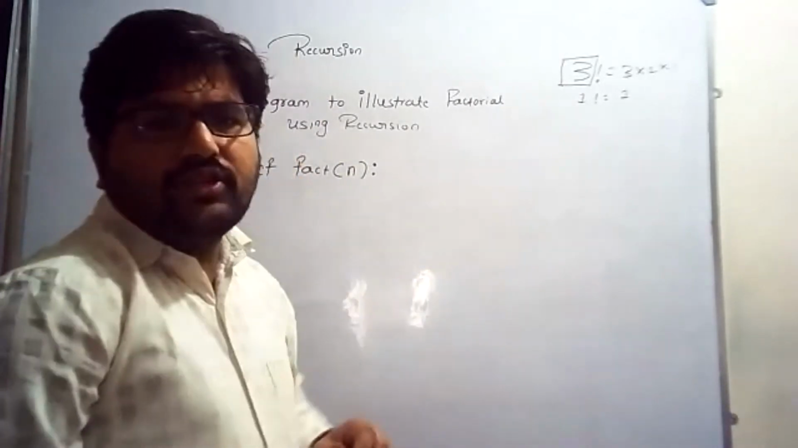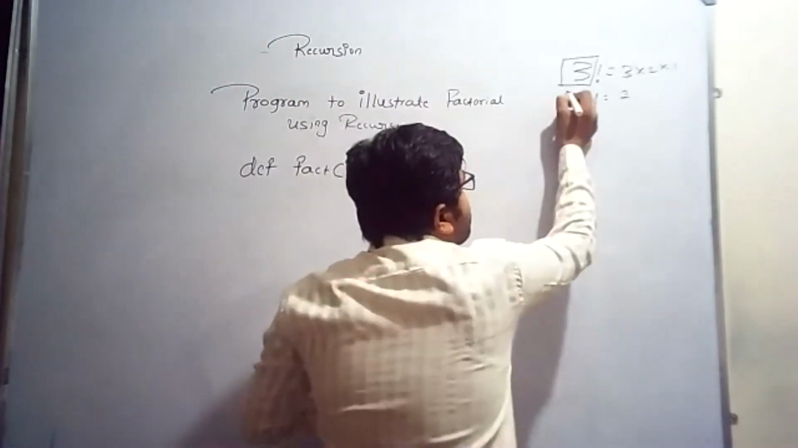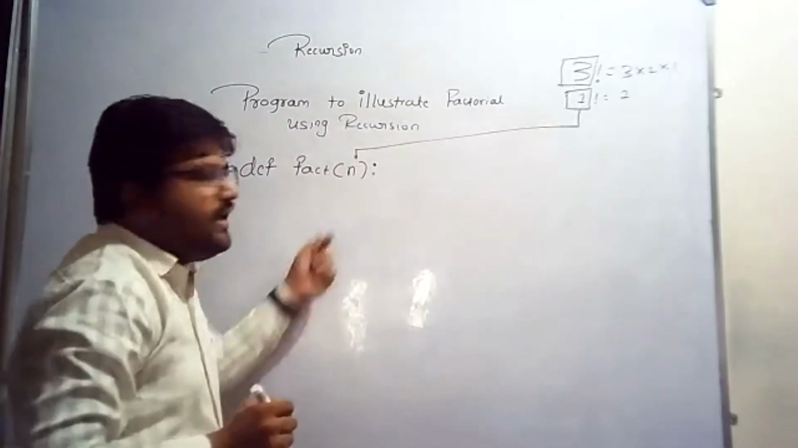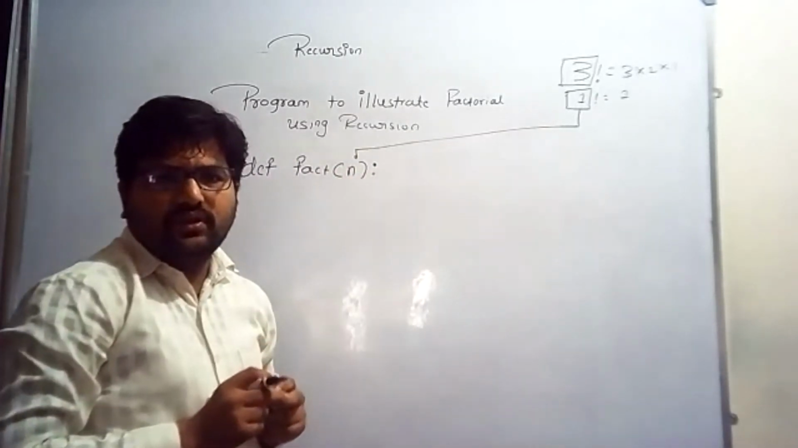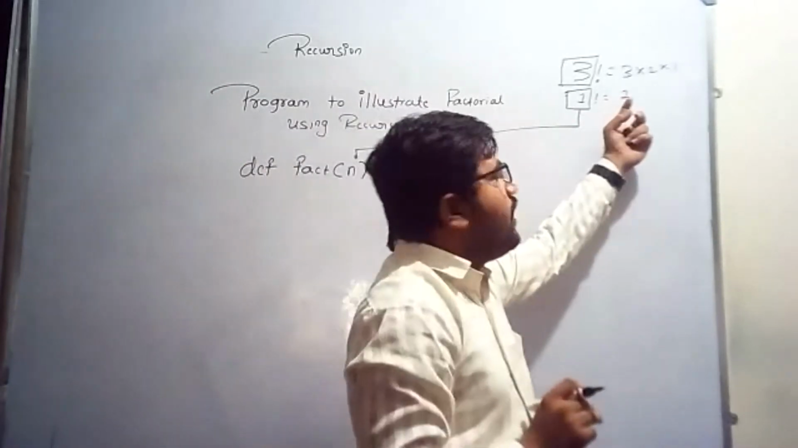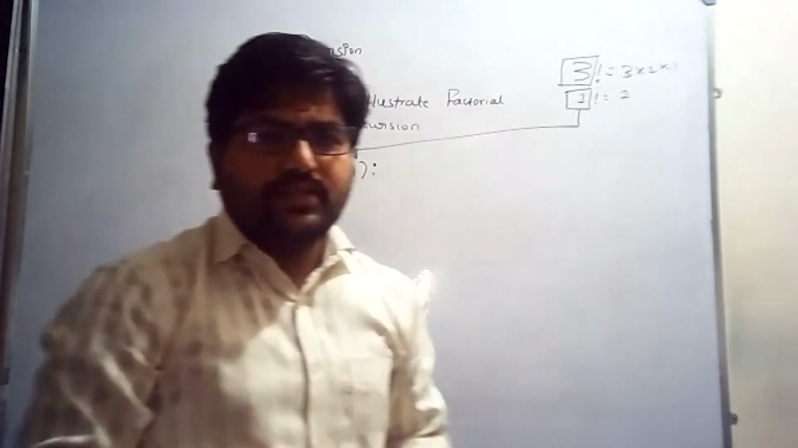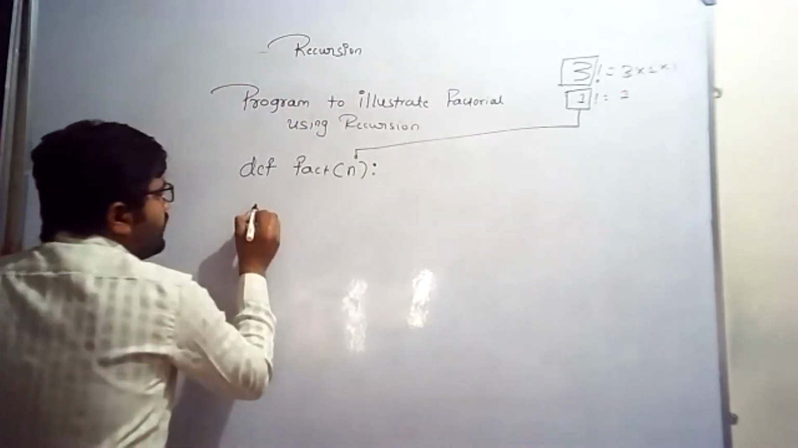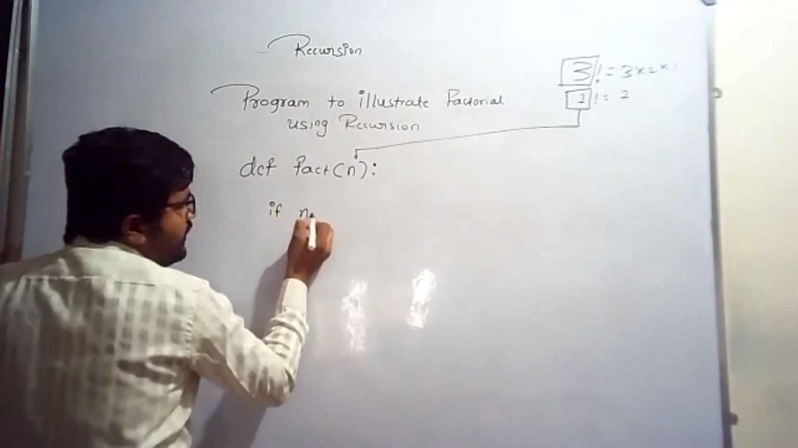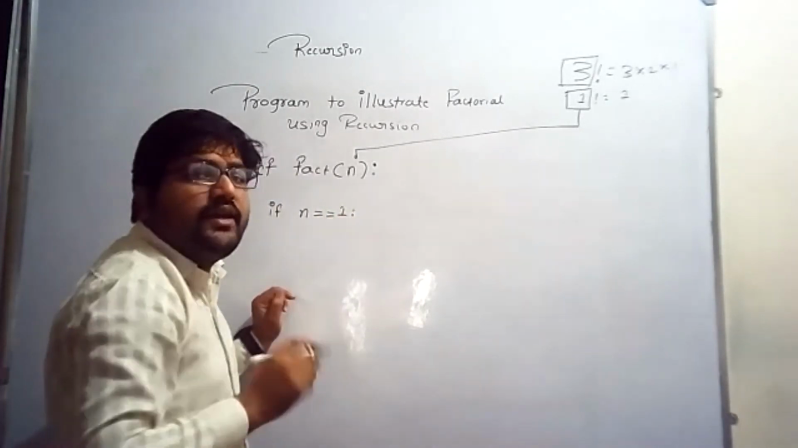If I want to write the function body, first I will check whether it is 1 or not, whether I am passing 1 as n. If I am passing 1, what will be the factorial? 1 is our factorial. There is no further calculation. So what I am going to do here, if n equal to 1, if it is true, what I need to return?